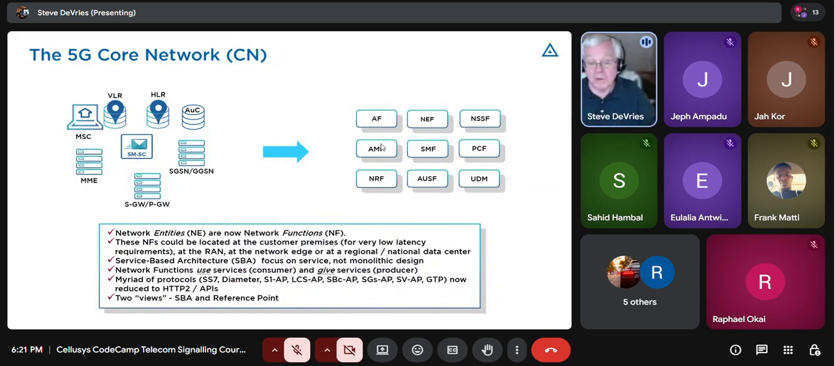All the protocols that we've seen earlier: S1AP, SS7, Diameter. S1AP is where the cell tower in a 4G talks to the mobility management entity. LCS has location services. SBC is for session broadcast. SGs is for circuit switch fallback. SV is a whole different protocol for what's known as a single radio voice call. These are now reduced to HTTP. GTP is used though, it's just on the user plane.